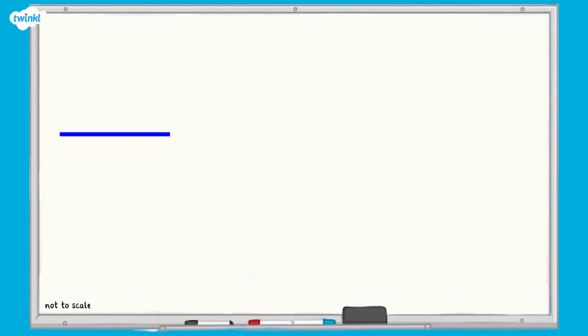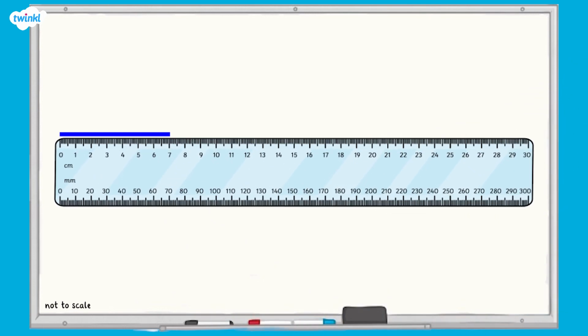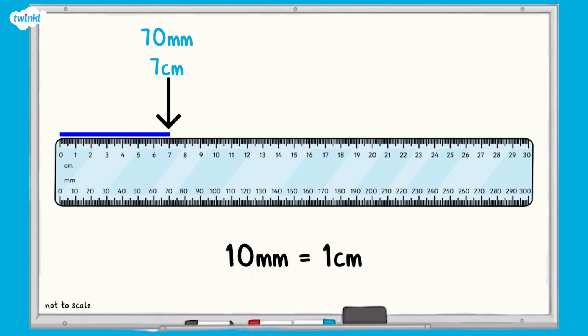Let's start by recapping how to measure a line accurately. To measure this blue line correctly, the 0 on the ruler has been placed on the end of the line. Each small interval on the scale is equal to 1 millimetre. There are 10 millimetres in 1 centimetre. This line is equal to 70 millimetres or 7 centimetres.